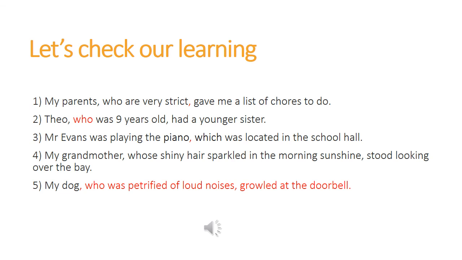And lastly, sentence 5 is also incorrect. This is a tricky one. There is a relative clause, but it's not next to the subject, which in this case is the dog. Therefore, having the relative clause at the end of this sentence sounds like I'm saying the doorbell is scared of loud noises. It should read, my dog, comma, who was petrified of loud noises, comma, growled at the doorbell.